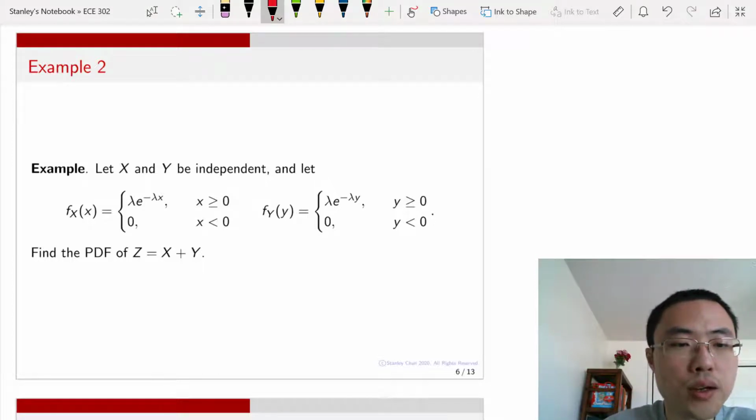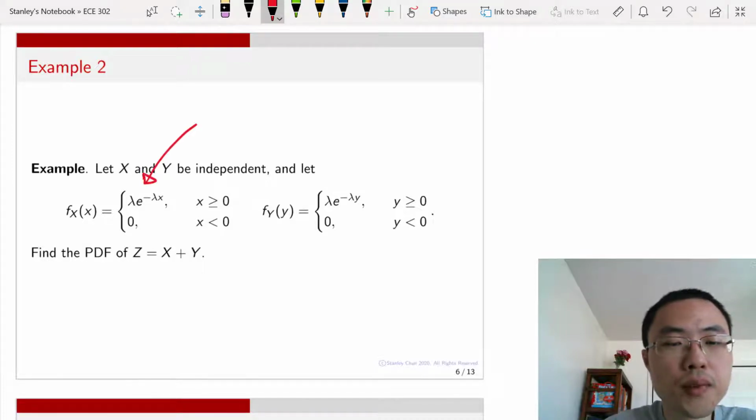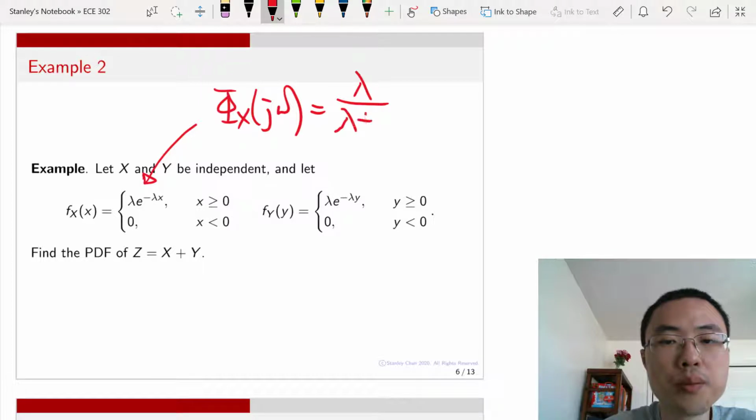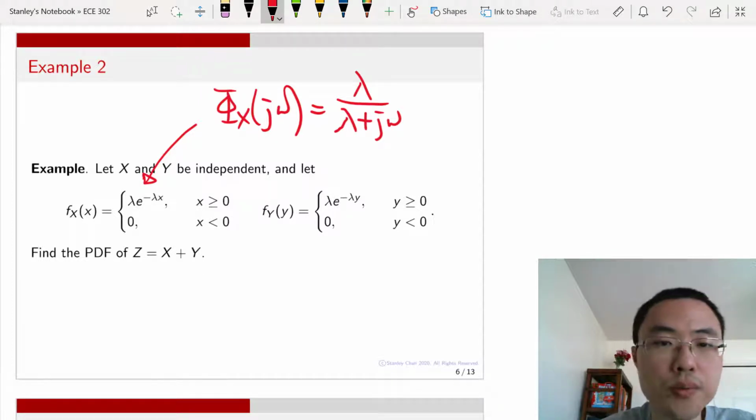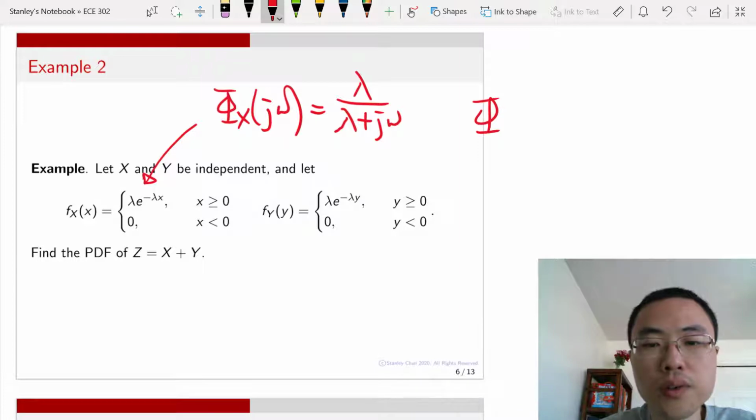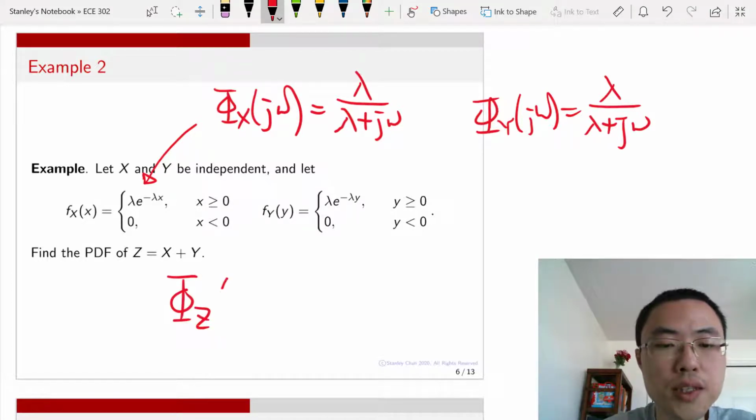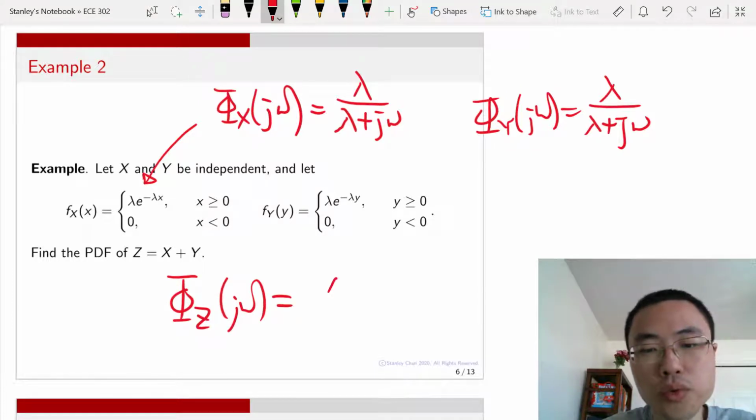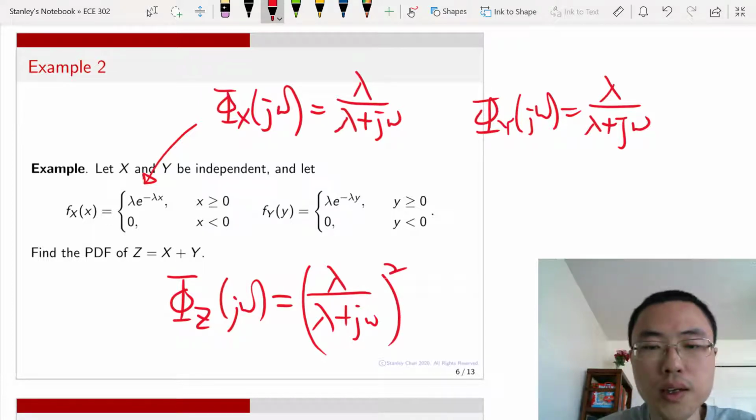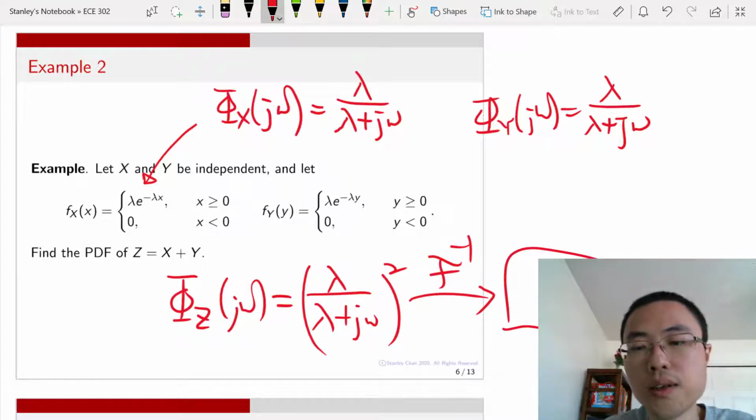First of all, we recognize the characteristic function for this PDF. The characteristic function for x at j omega is lambda divided by lambda plus j omega. This just follows from the previous example. Similarly, the characteristic function of y is given by the same form. Therefore, we know that the characteristic function of z is the product of the two. So you have lambda divided by lambda plus j omega, this entire thing squared. As long as I can take the inverse Fourier transform, I will be able to get the PDF.